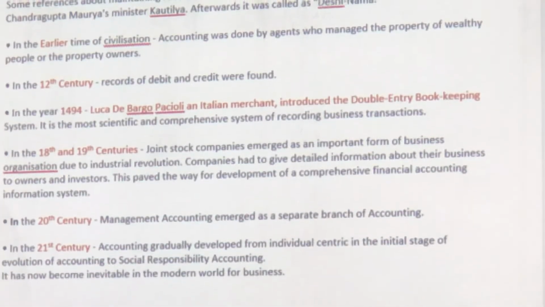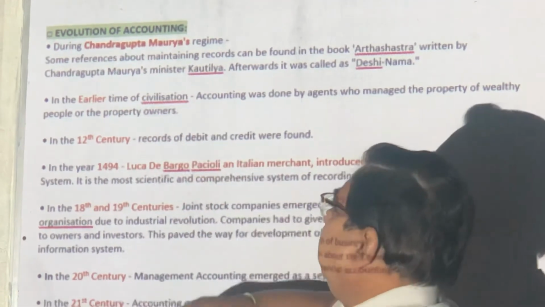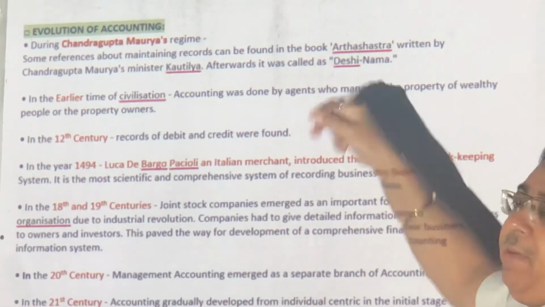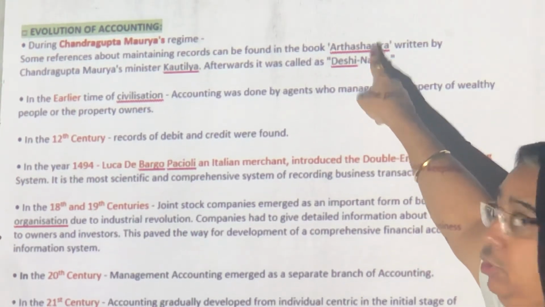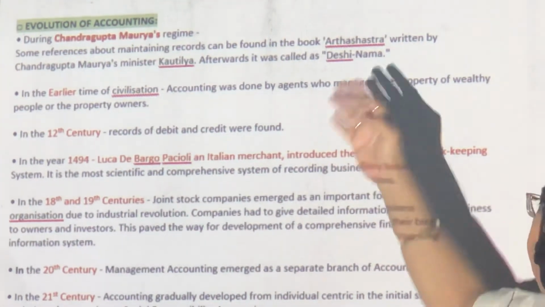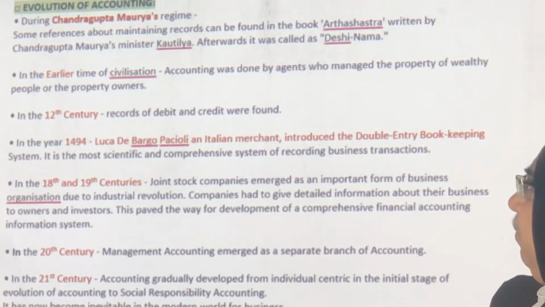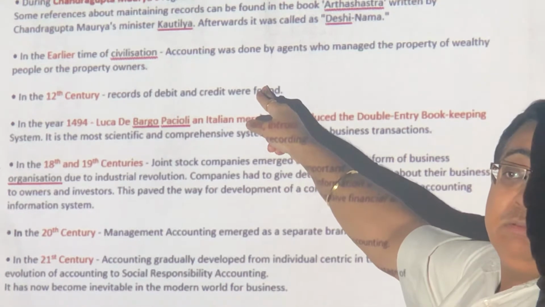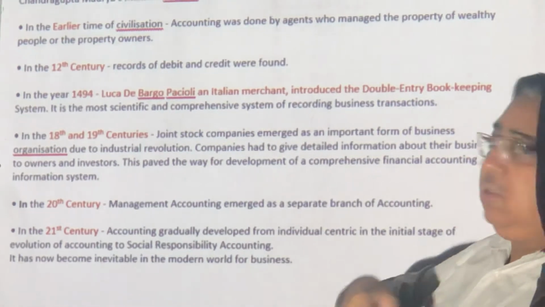How did we start counting? How did man start this? Evolution. Chandragupta Maurya had Kautilya as his minister and they started Desi Nama, the Indian method of writing accounts. And the book is called Arthashastra. Before him also, there were agents who used to manage. So I am the landlord, I have a person, Munib, who will do all the entries and keep them. 12th century records have been found in foreign countries. Shivaji also, we have found an account letter stating the expenses.